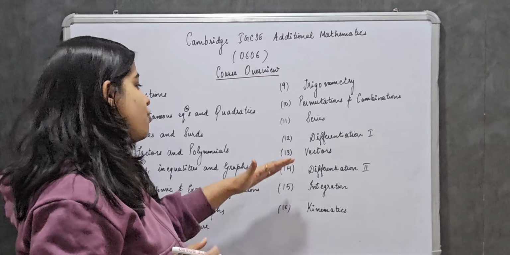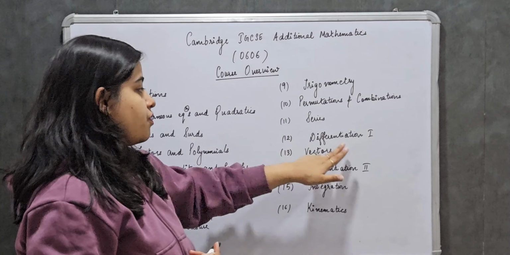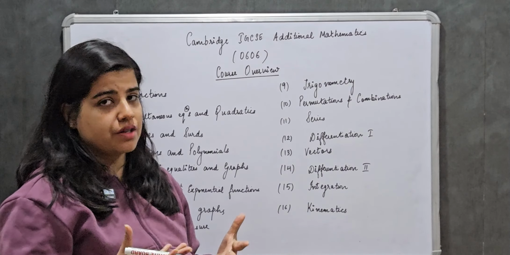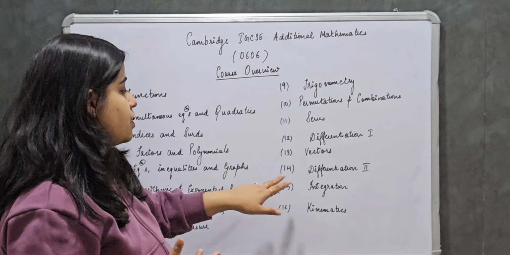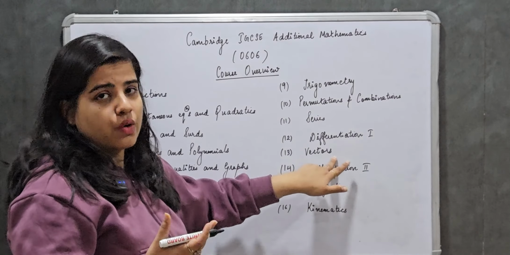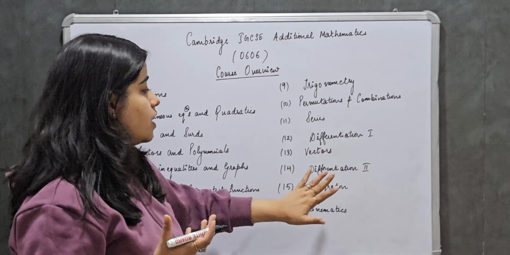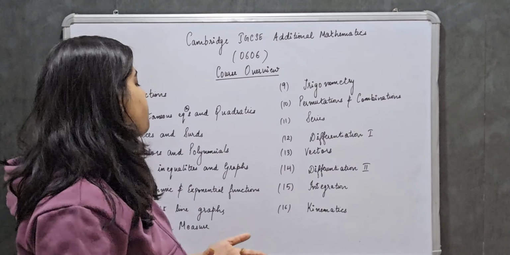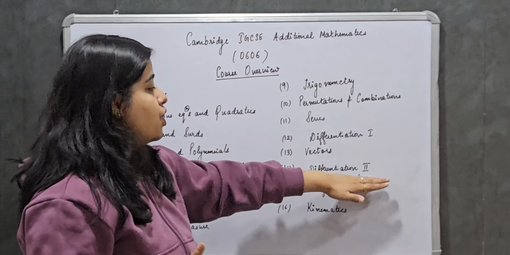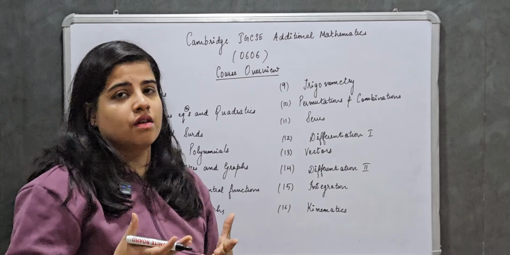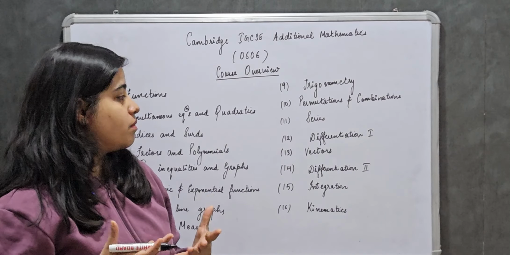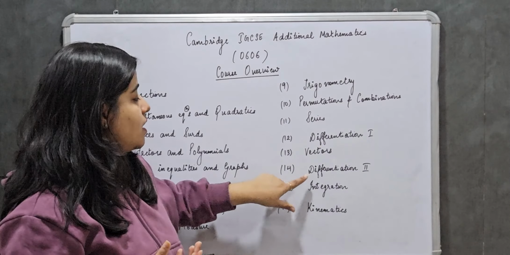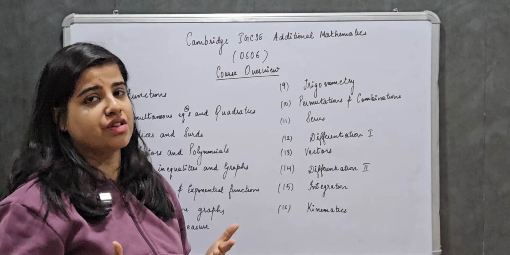The topics of calculus are, the first topic is differentiation 1. We'll learn what differentiation is and how to differentiate. The next topic is vectors. It is just a part of this only. We'll learn what vectors are, the direction of vectors, and everything else. The next topic is differentiation 2. Differentiation 1 is just the basic topic, where we cover some basic subtopics, and then we'll go to advanced differentiation in differentiation 2.